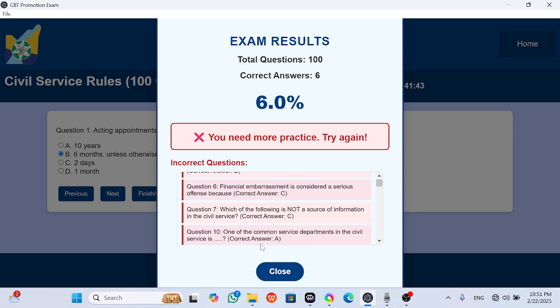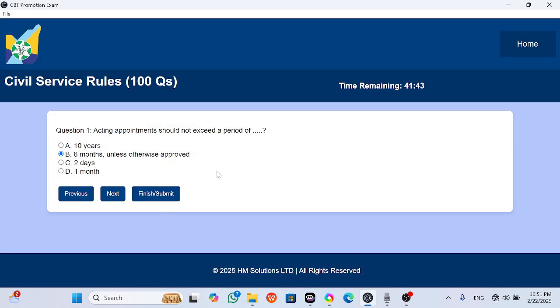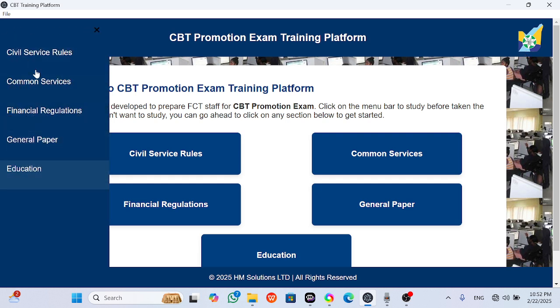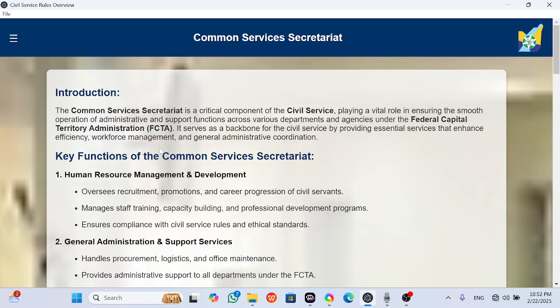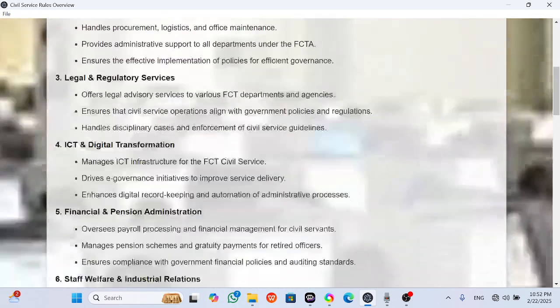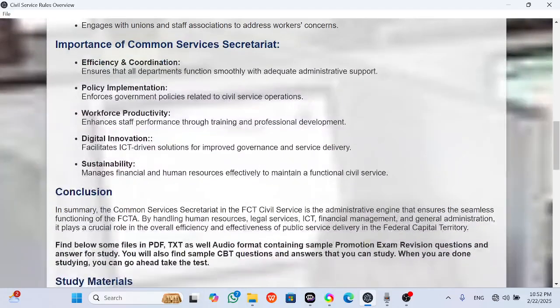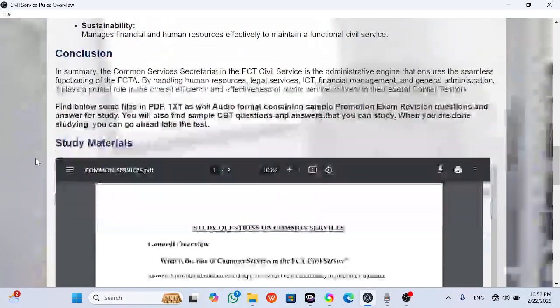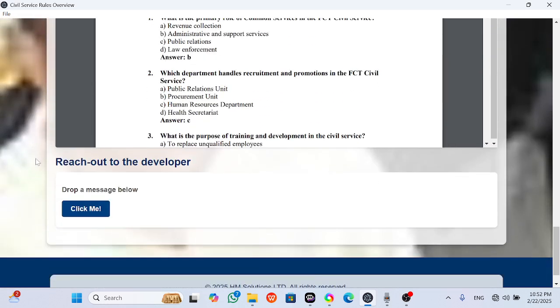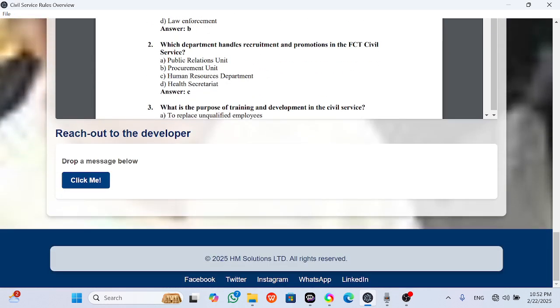By the time you do this, you go back and restudy again before you come back and write your exam. Are we okay? So we have a lot of places that you can study. When you go back home, come to this menu bar. These are all materials. For example, if I go into common services, we see the introduction, key functions of the common services secretariat, the importance of the common services secretariat, and the conclusion. Then we have revision questions that you can go through here before you go back and take your exam. If you have any issue, turn on your data and click on click me.